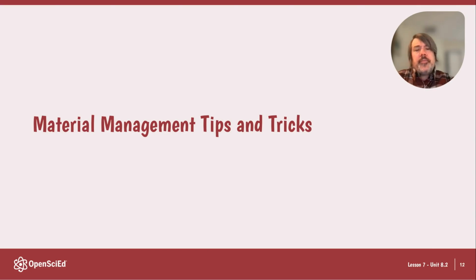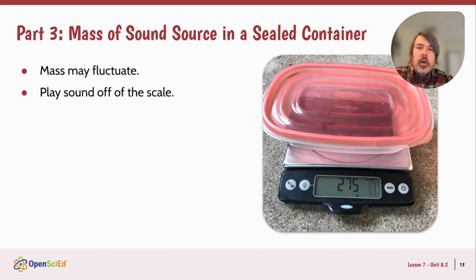Okay, so here are some tips and tricks. This lesson's pretty straightforward. It's pretty quick. When you are actually playing the sound in the container, if it's on the scale, you will see the numbers jump up and down because of the vibration of the phone. The mass will fluctuate. So really what you want to do is take the mass before, then play the sound and take the mass after, right? And it will be the same. But if you play it on the actual scale, you'll see it jumping up and down. So you want to make sure you do that before and then after so that you don't see that fluctuation in the mass.